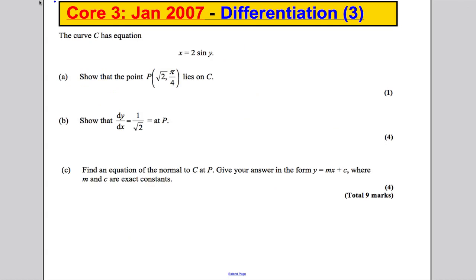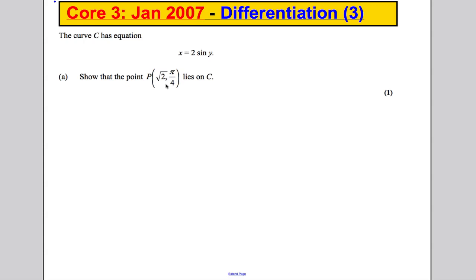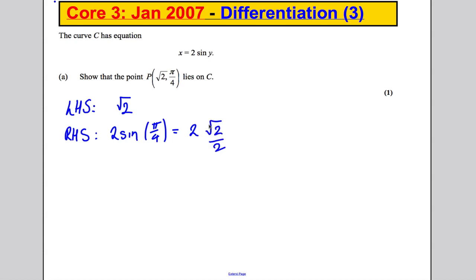And last one here, pause the video, have a go. Okay, part A, show that the point P lies on the curve. So what you can do is substitute in x is root 2 and y is pi by 4 and check they're the same. For example, the left hand side would be root 2, and the right hand side would be 2 sine of pi by 4, which is 2 times root 2 over 2, and that's equal to root 2. That's the easiest way of showing that point lies on the curve.